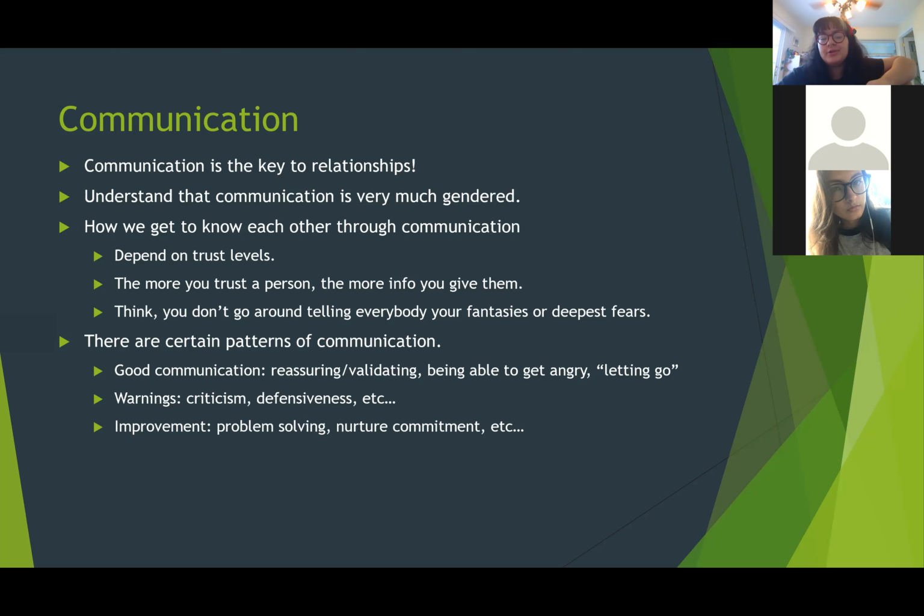Some improvements you can make if you're having communication problems: problem solving together, working through problems rather than just saying, oh, we'll talk about it later, and never talking about it at all. And nurturing your commitment, doing activities together, nurturing that relationship. So that's communication. Any questions?